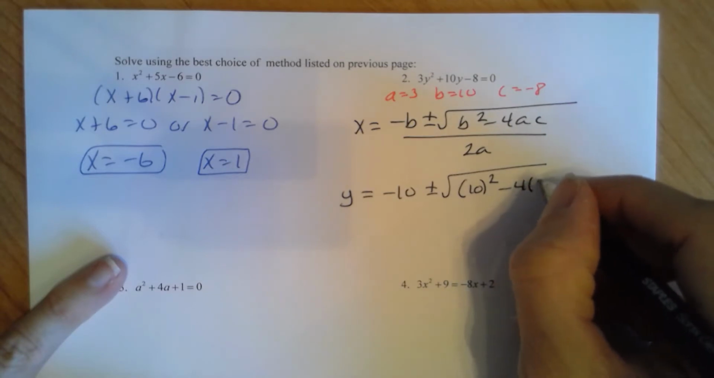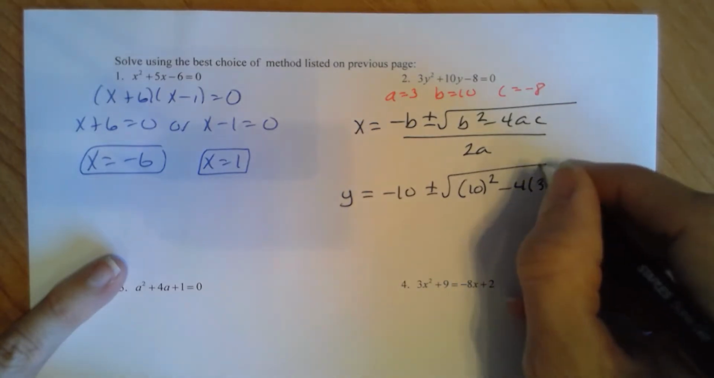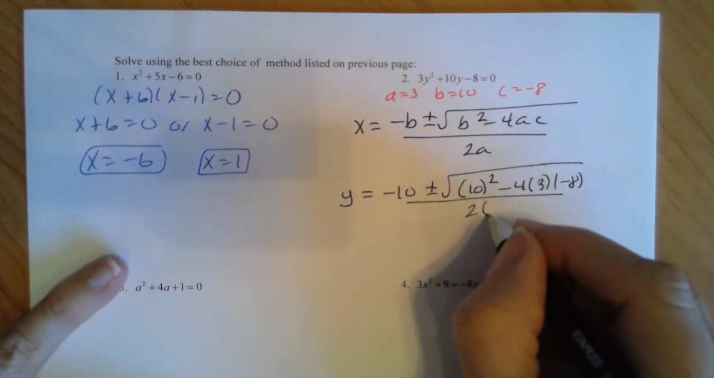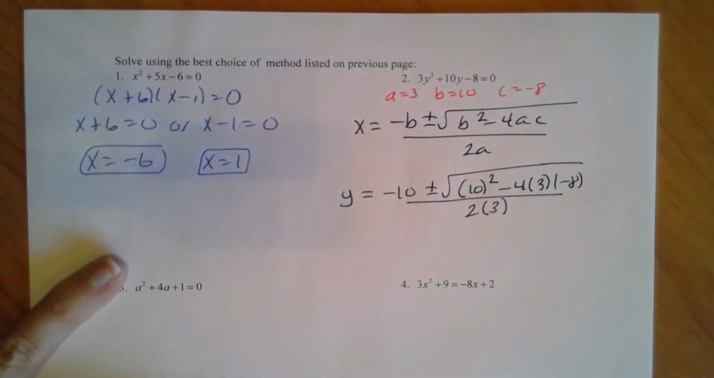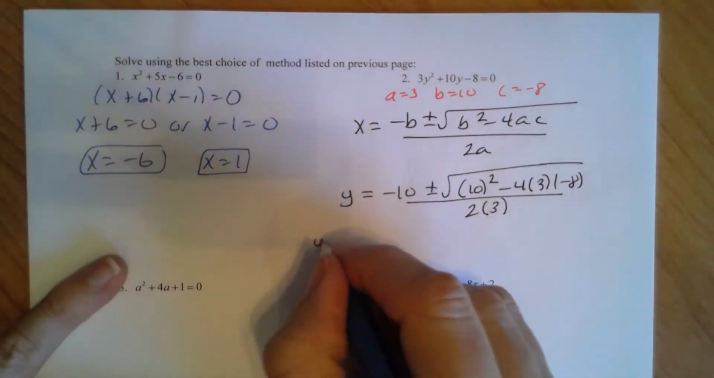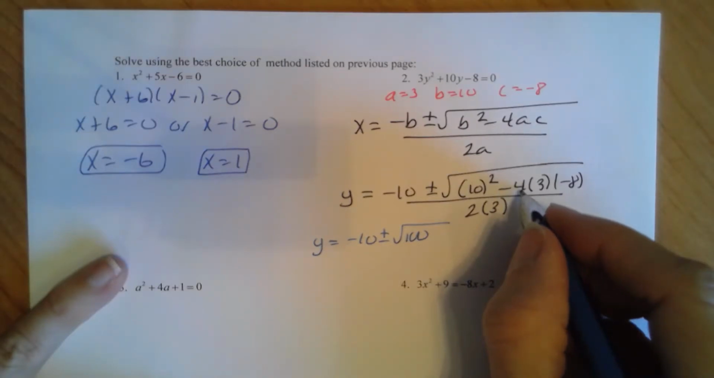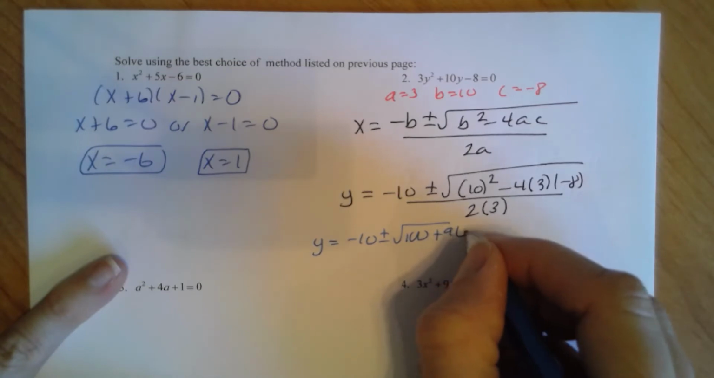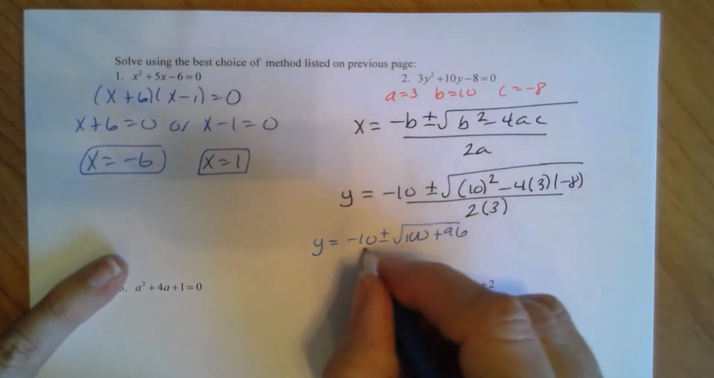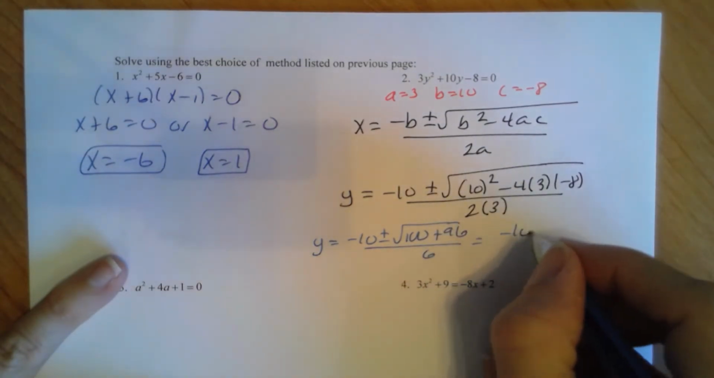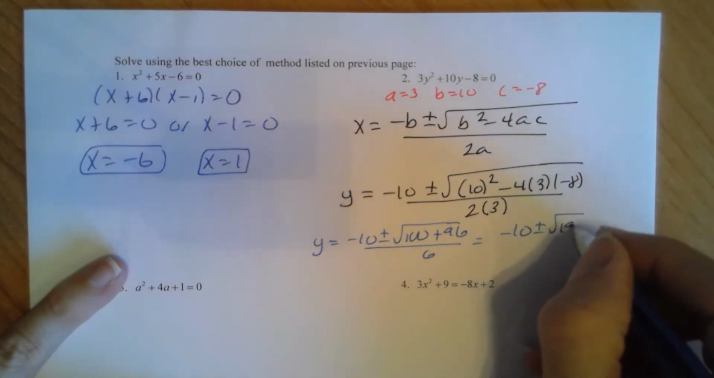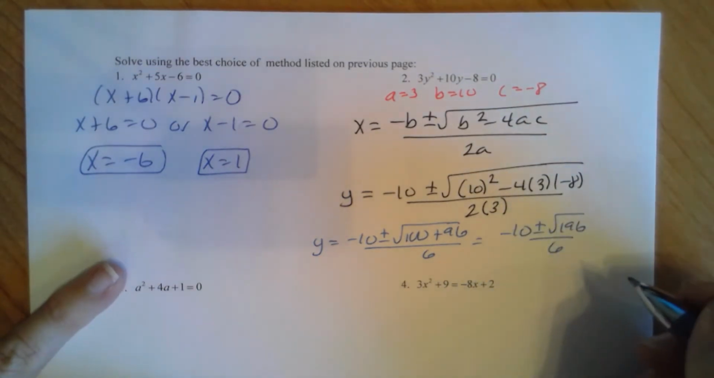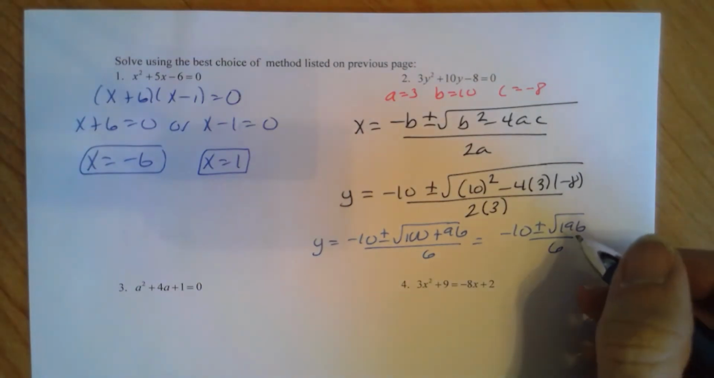Minus 4 times a, which is 3, times c, which is negative 8, all over 2 times a, and a is 3. So y is going to equal negative 10 plus or minus 4 times 3 is 12, and 12 times 8 is 96, so we get plus 96 all over 6. So we get negative 10 plus or minus the square root of 196 all over 6.